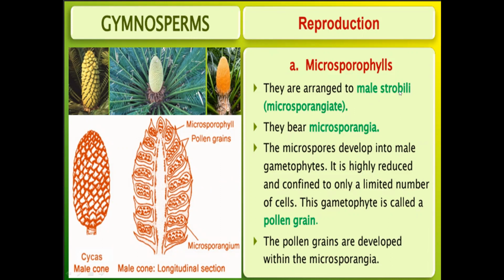Male strobili will have microsporangia. Microsporangia will give rise to microspores, and the microspore develops into the male gametophyte. Microspores are called the male gametophyte, and the gametophyte is also called the pollen grain. The pollen grains are developed within the microsporangia.